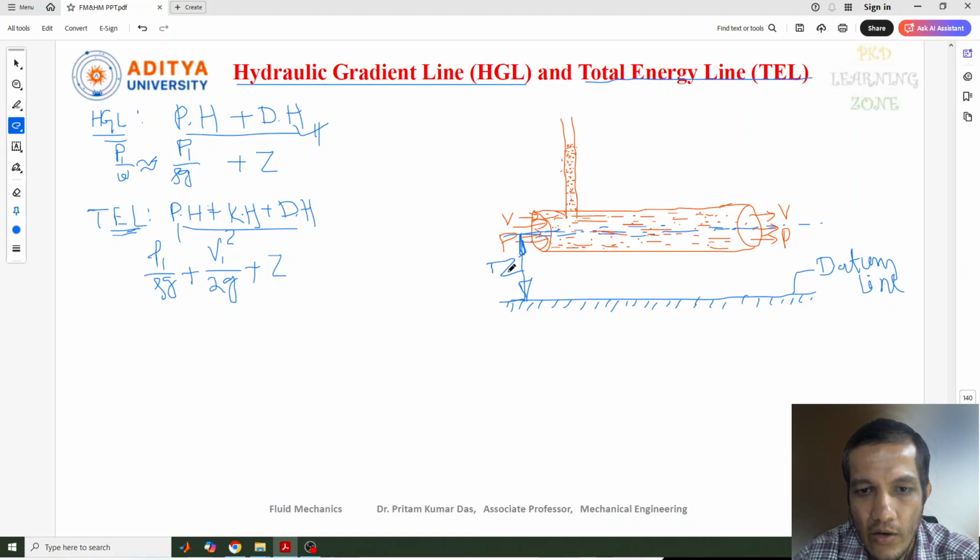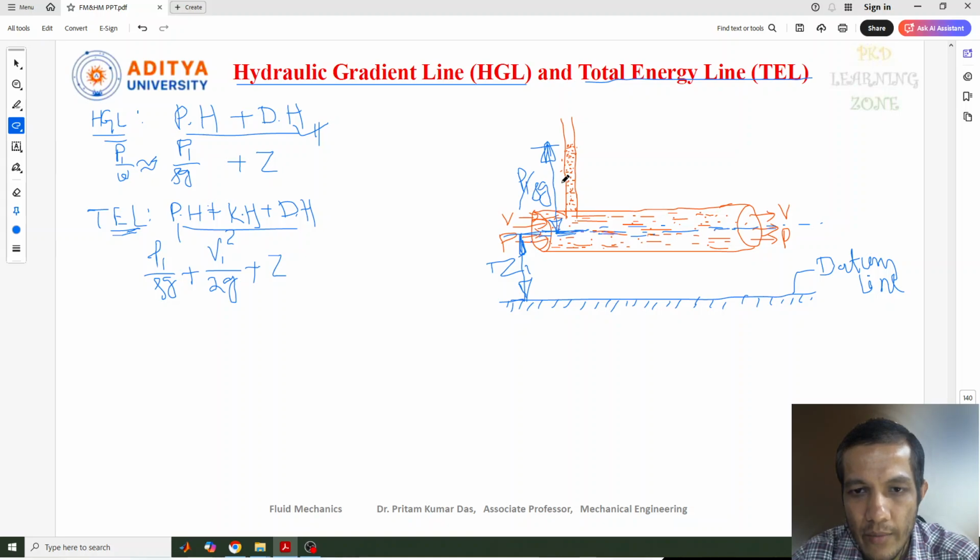Z, or we can say Z1 here. So up to this level, this is Z1. Now, if you want to measure the pressure or head at the inlet of this pipe section, then from the center line of the fluid to the level the liquid has risen in the tube, this is nothing but the pressure head. So this is P by rho g.